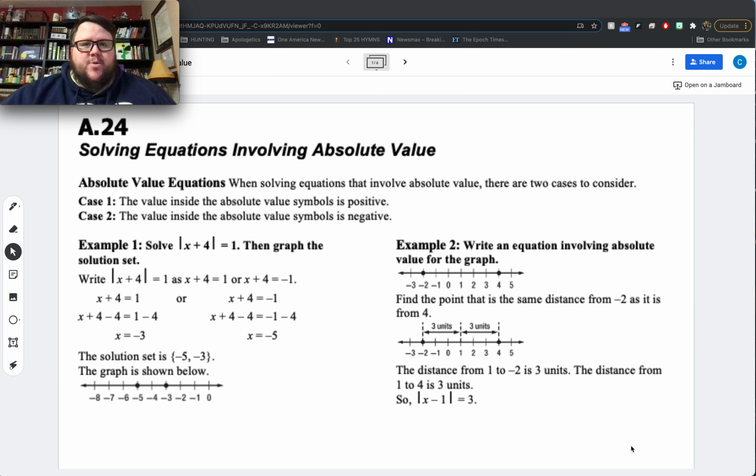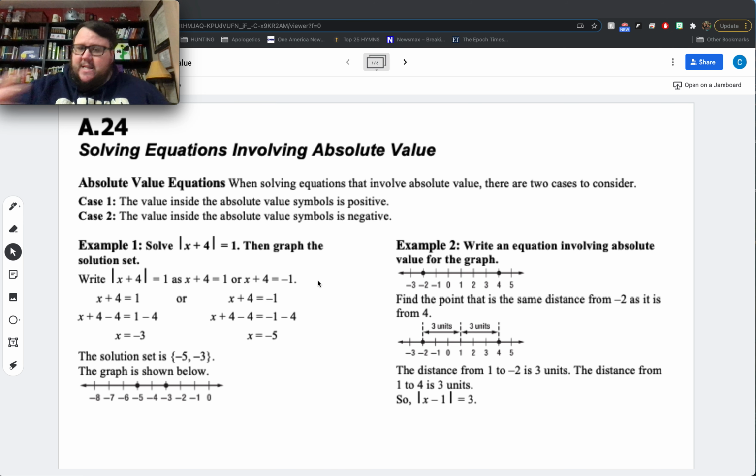Welcome back, algebra students. Yesterday we evaluated expressions with absolute value. Today we're actually going to solve absolute value equations. The way you solve absolute value equations is you set up two cases, because if we recall, what's inside the absolute value is a distance. Since it's a distance, a positive value results.